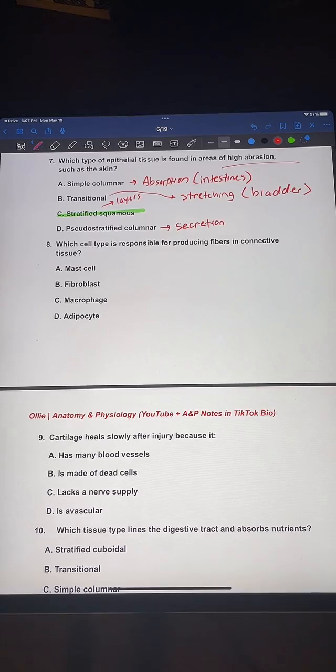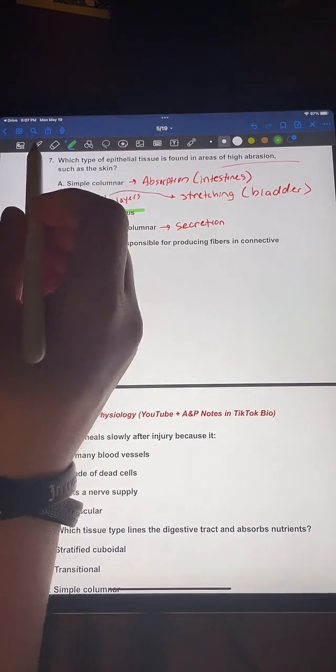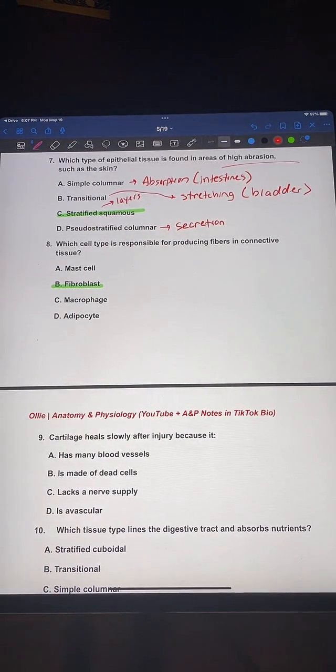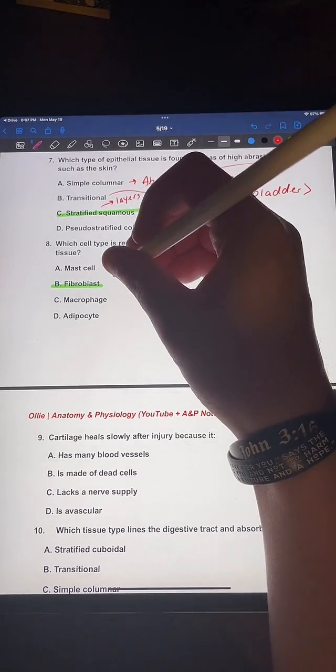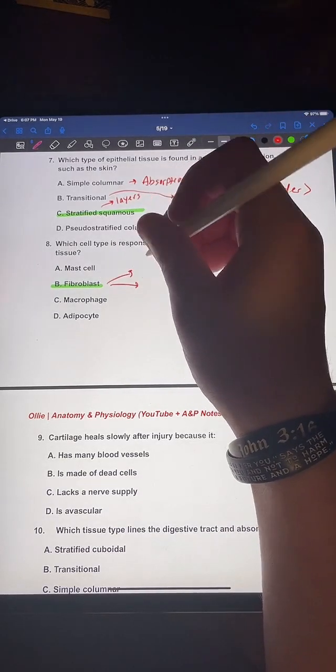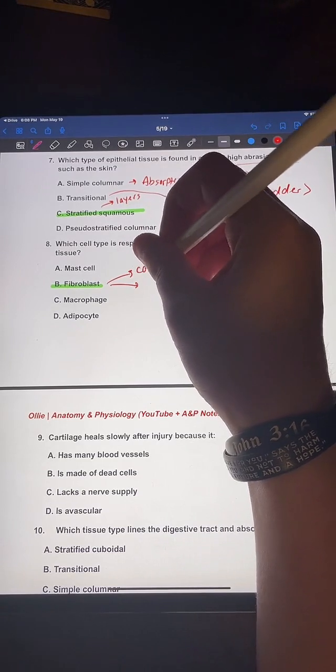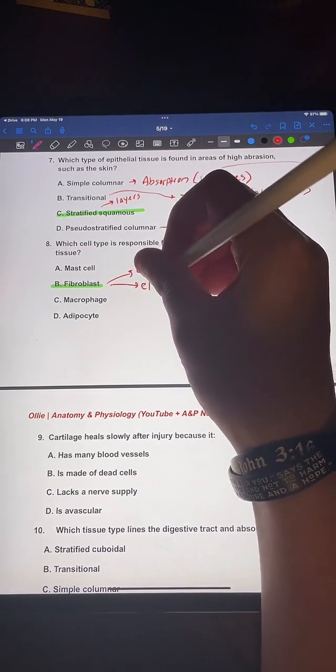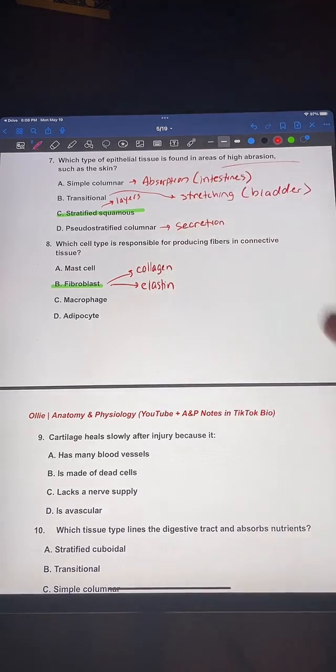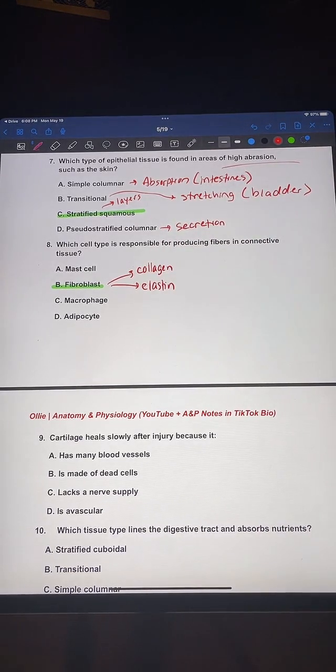And then number 8, which cell type is responsible for producing fibers in connective tissue? The answer is B. It is fibroblast. So fibroblasts secrete mainly collagen and elastin fibers. So think of blast, you're producing something. Here we are producing the fibers in connective tissue, which is going to be collagen and elastin fibers.